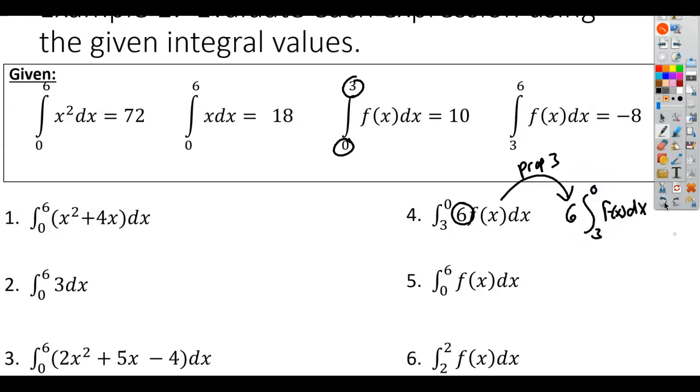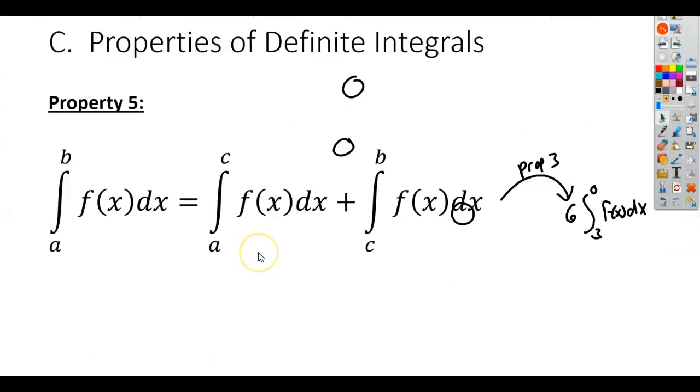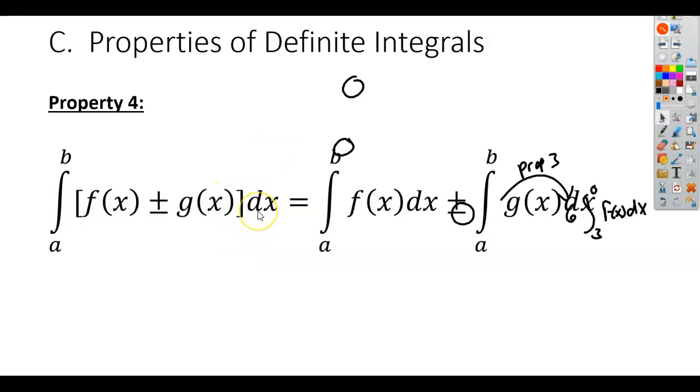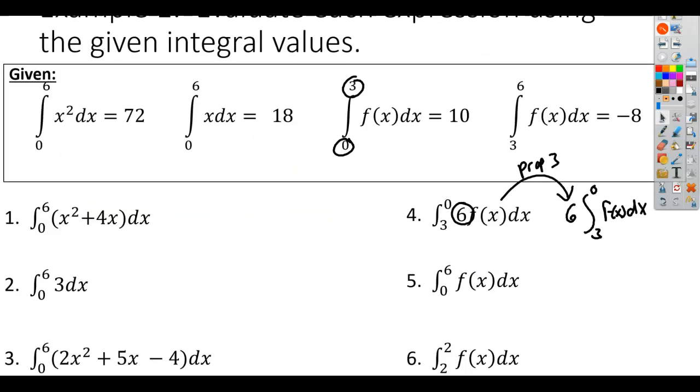Now, what property was that where the limits are flipped? It was this guy here. So the integral from a to b and from b to a are equal if there's an opposite sign. Let me show you how we're going to use that here. I want this thing to look like this thing. So I'm going to flip those limits around, which I'm totally allowed to do, so long as I put a negative in the front. And that was property 2.